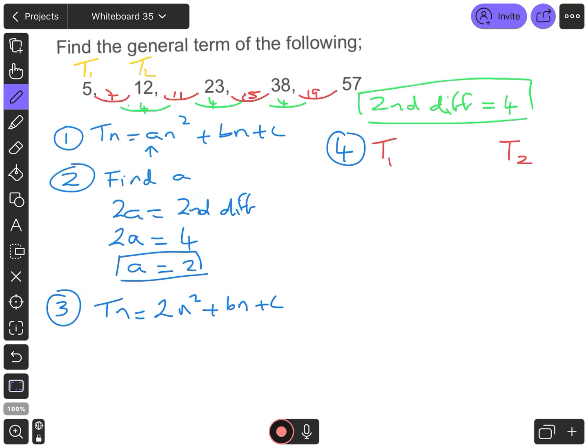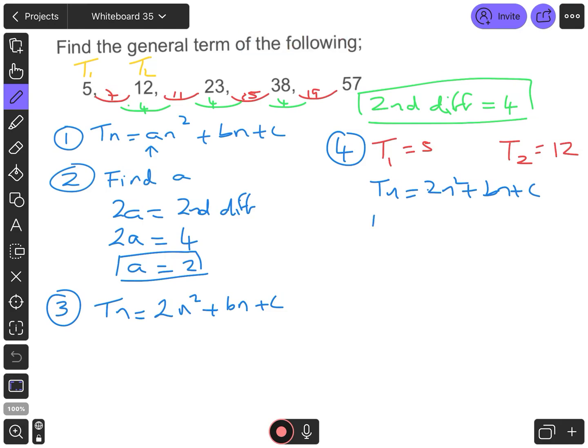However, if that was written in a table, we'd need to be careful and make sure that we're taking 1 and 2. So I can say from here that my term 1 is equal to 5 and my term 2 is equal to 12. And what I'm going to do with that is, I don't have T1 or T2, but I do have Tn from earlier, and that's 2n squared plus bn plus c. So I can see that 1 has changed to be n, or 2 has changed to be n. So I'm going to do just that.